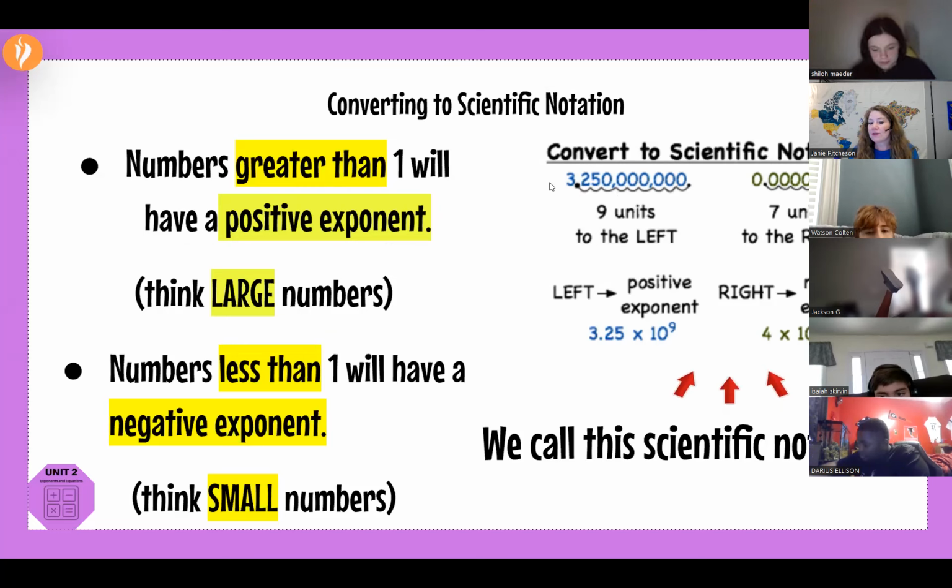So the only digit in front of that decimal can only be a single number. That means you are taking this decimal that's way far here at the end, and you're going to move it all the way up to where it is between the 3 and the 2, because there can only be a single digit in front of the decimal. And then however many places you move it, that's what your exponent is. So it was at the end, and we moved it up 1, 2, 3, 4, 5, 6, 7, 8, 9. So that's where the exponent of 9 comes from.